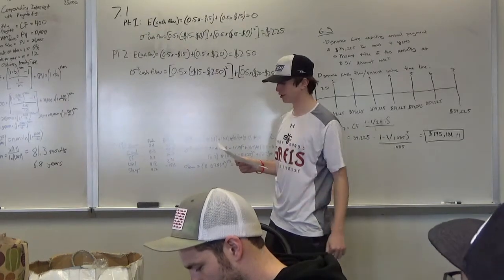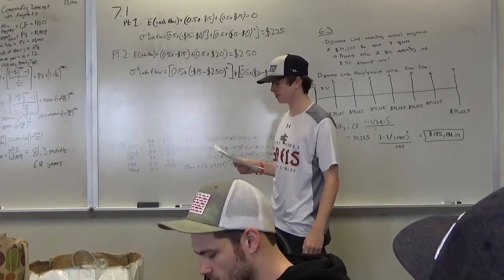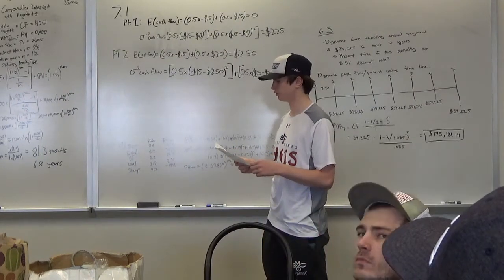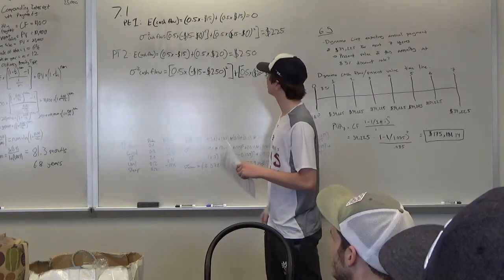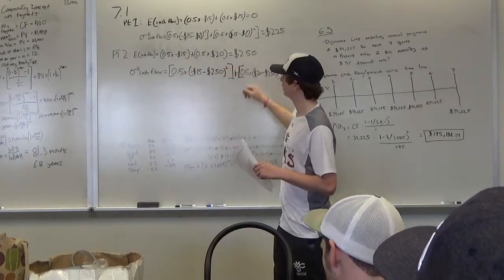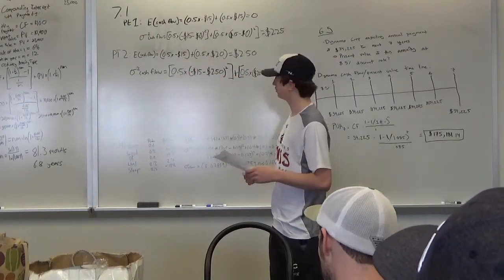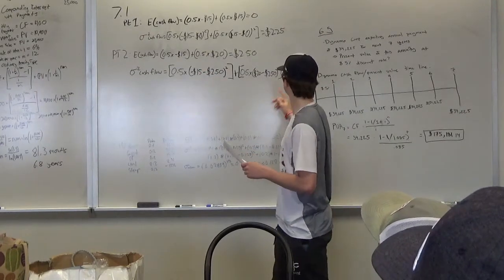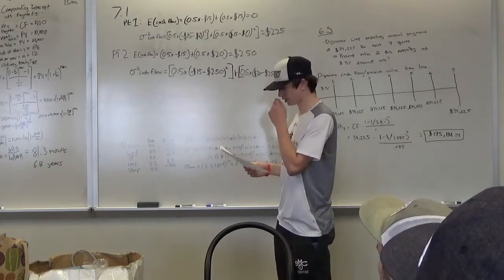And then the second part of the question is if one of the people in the bet ends up paying $20 instead of $15. So we put it into the same equation for the expected cash flow. That ends up being $2.50. And then we put that into the variance cash flow equation, and we end up getting $306.25.